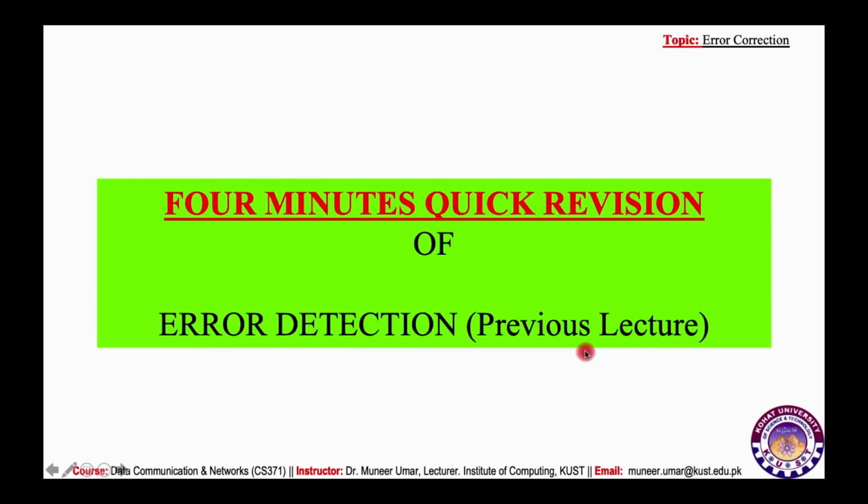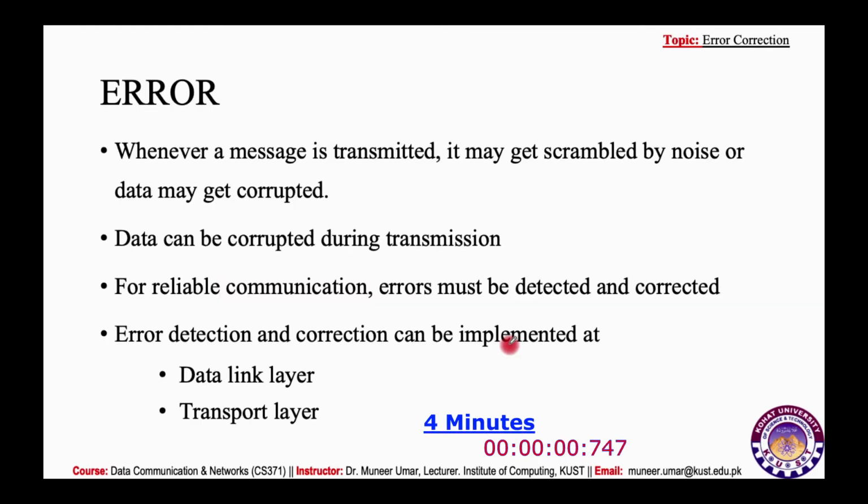Now we are going to have a quick revision of error detection, which we studied in our previous lecture. First, error: it is obvious that the transmission medium is not perfect. So whenever we transmit data, that data may get scrambled or may have some sort of interaction with noise. So there might be some impairments. So the data which has been transmitted by the sender might get corrupted, and at the receiving end, the data might be different from what was sent. So that thing is referred to as an error.